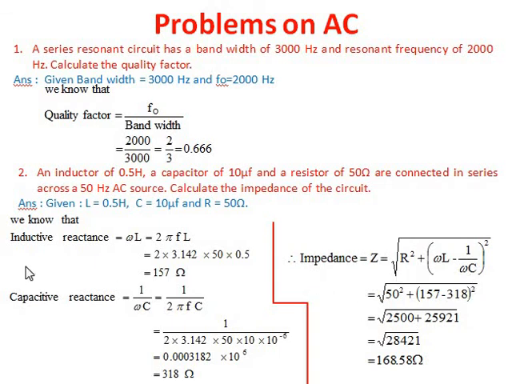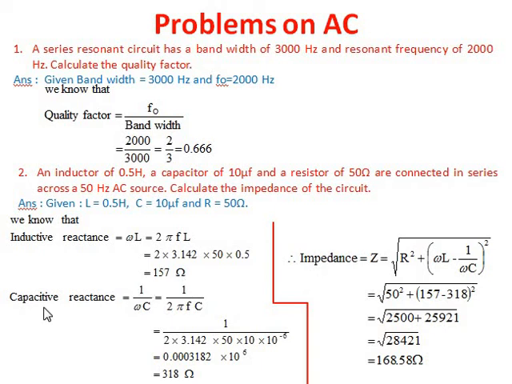Okay. So therefore, inductive reactance is equal to omega into L, where omega is 2 pi f, into L. Substitute the values. 2 pi value 3.142, frequency F 50, inductance L 0.5 Henry. So if you calculate, it is found to be 157 ohm.